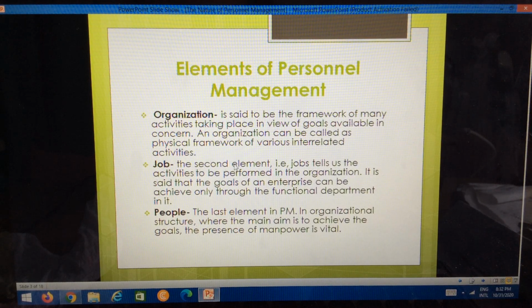So the second element is job. Jobs tell us the activities to be performed in the organization. It is said that the goals of an enterprise can be achieved only through the functional departments in it. So the last element in personal management is people. In the organizational structure where the main aim is to achieve the goals, the presence of manpower is always important.